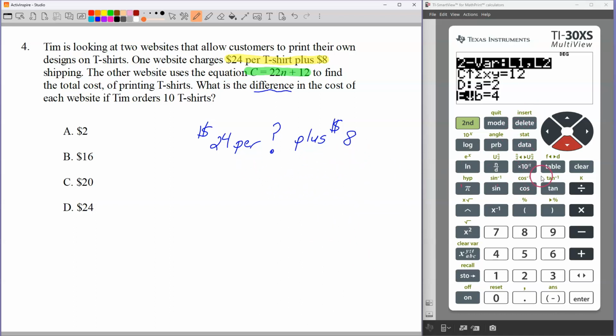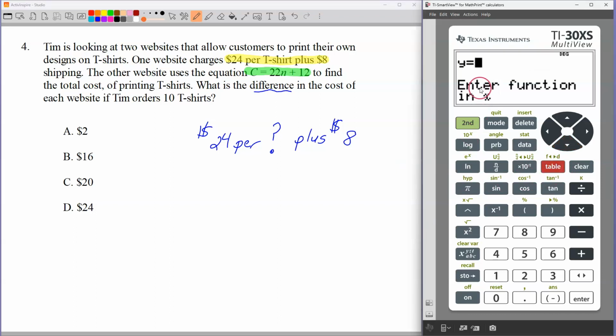Now, I'm going to hit my table button right here to enter an equation, and you get this thing y equals. Just leave that y equals in there and punch this piece in. So it's 24 from right here. Per means times in this problem. Per will mean multiplication, so I'll go times.